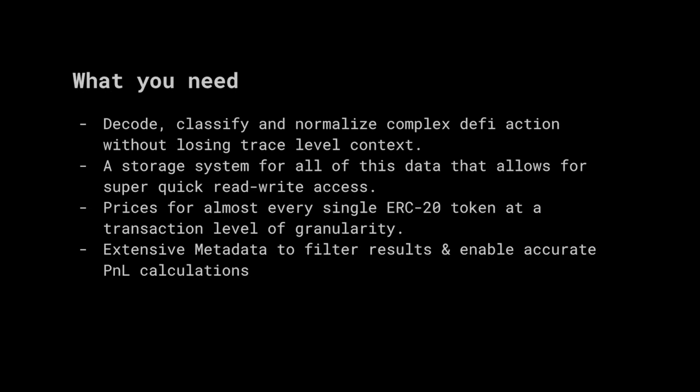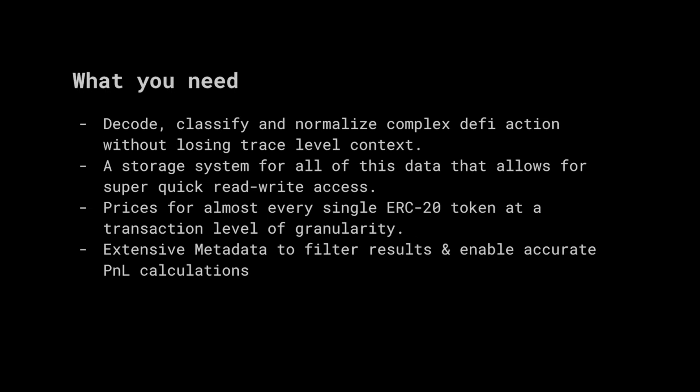One more complicated thing is you need prices for almost every single token, and you need them at a transaction level granularity. Because if you're looking to accurately price a sandwich, if you're looking to accurately price an atomic arbitrage, you can't depend on CoinGecko's API. And trust me, we initially tried, their rate limiting is also just not conducive to how blazingly fast Brontes is.